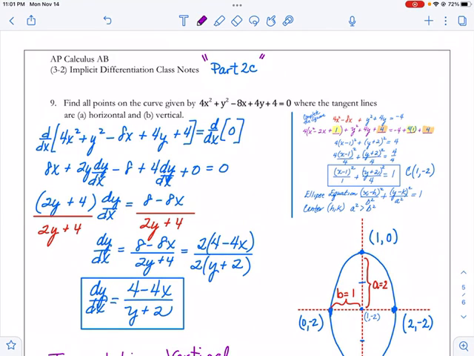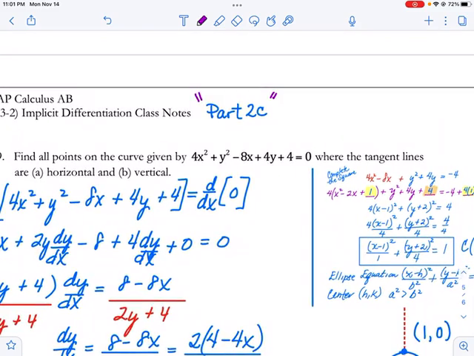Okay, we're picking up with 3.2 implicit differentiation lesson notes, and this is part 2C, so it's the third video in part 2. I wanted to talk a little bit about completing the square with this one and how we can identify what this graph looks like.